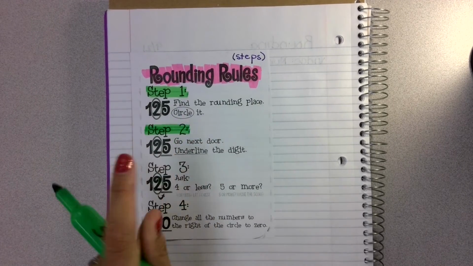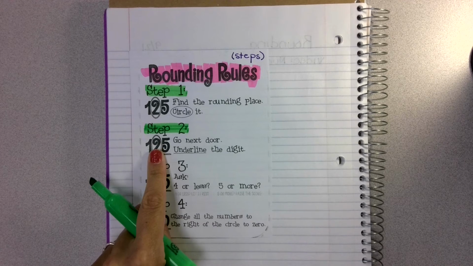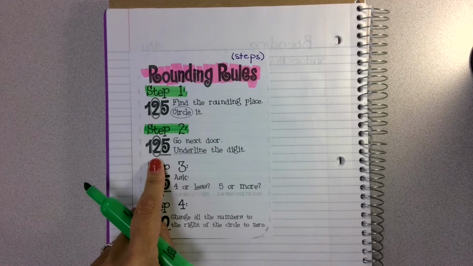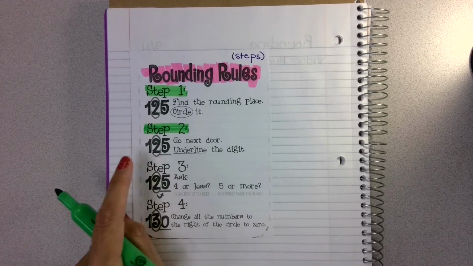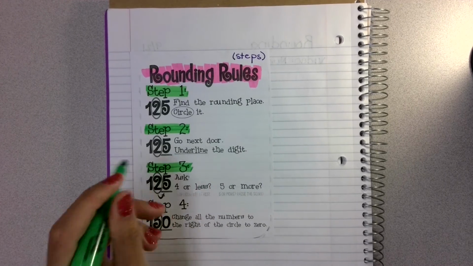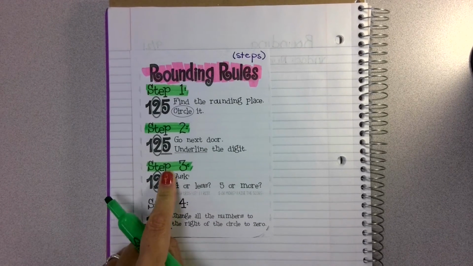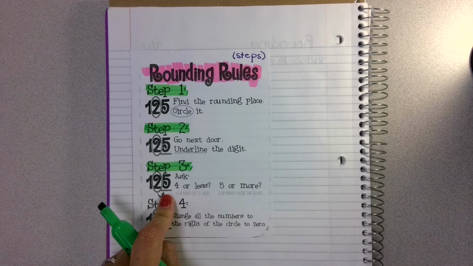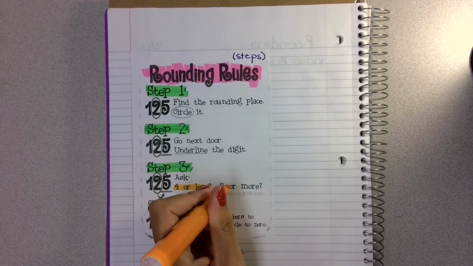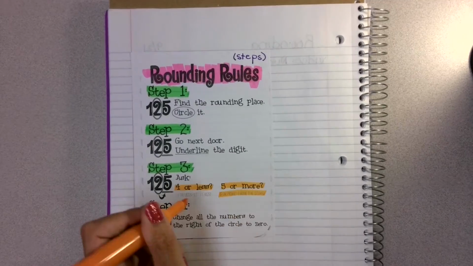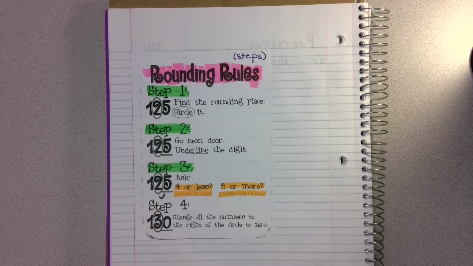You're going to go next door, underline the digit. So this first digit is where you're rounding it. You go next door, and that is going to be the boss. Okay, so then step 3, ask: is this one that's next door 4 or less or 5 or more? It's a 5. So would that be 4 or less or 5 or more? It is 5 or more. So if it's 5 or more, you're going to raise the score. If it's 4 or less, you're going to let it rest.